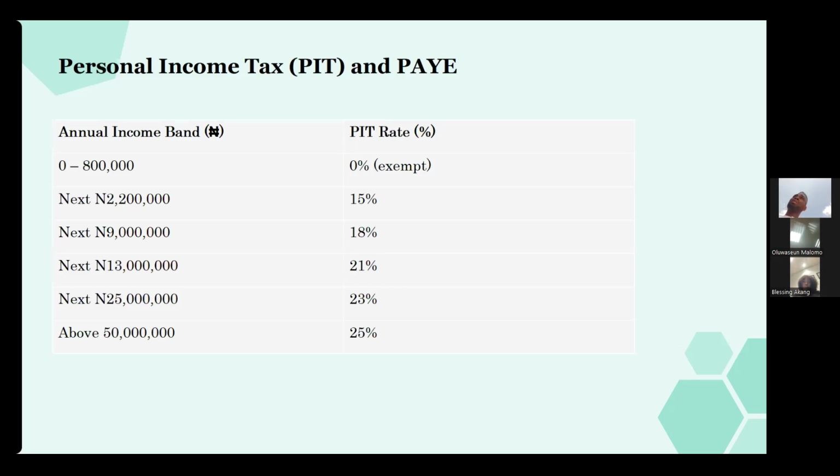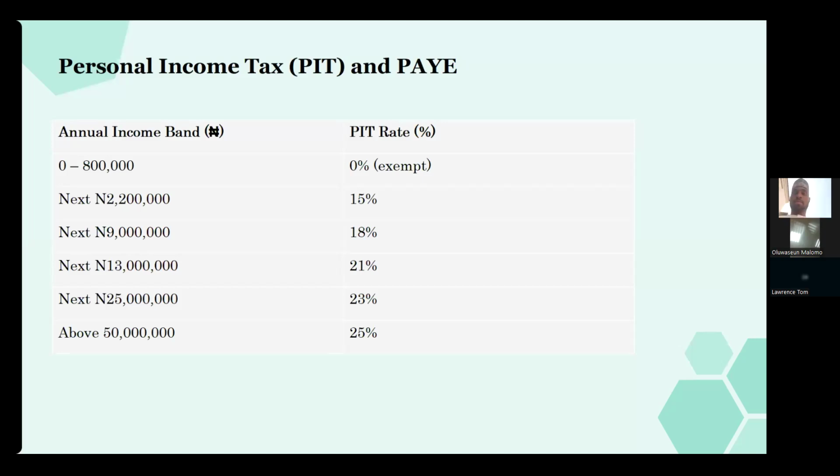For example, someone with an annual income of, say, 4 million. What that means is that the first 800,000 from that 4 million is not taxable at all. Then we are left with 3.2 million, out of which 2.2 million will be taxed at 15%. When you remove 2.2 million from the 3.2 million, we are left with 1 million. Then the last 1 million would be taxed at 18%. So that is how it works.